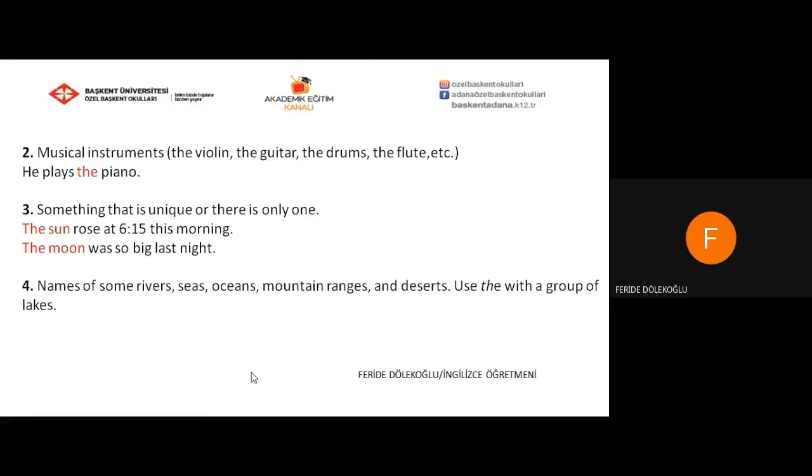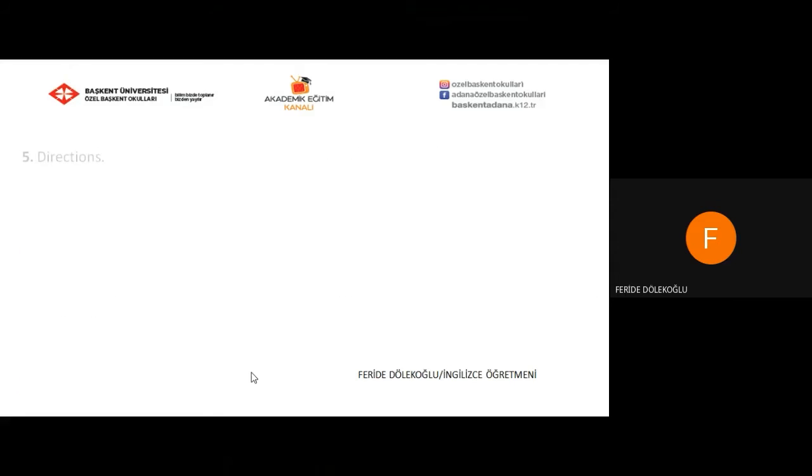Names of some rivers, seas, oceans, mountain ranges, and deserts use the, along with a group of lakes. Here are the examples: the Mississippi River, the Black Sea. Directions: the west, the southeast. And superlative and ordinal numbers.